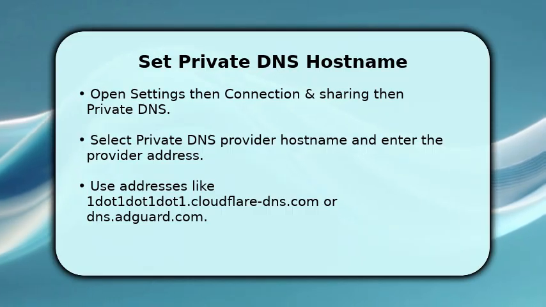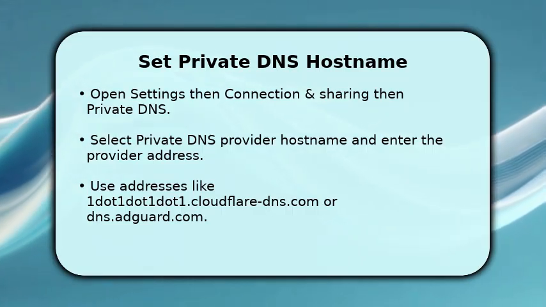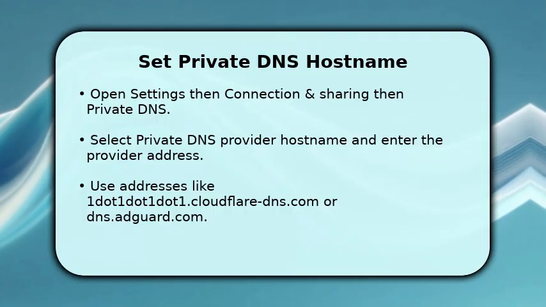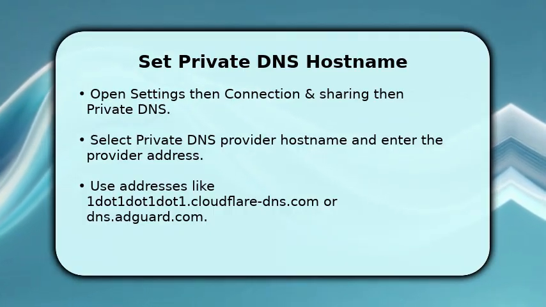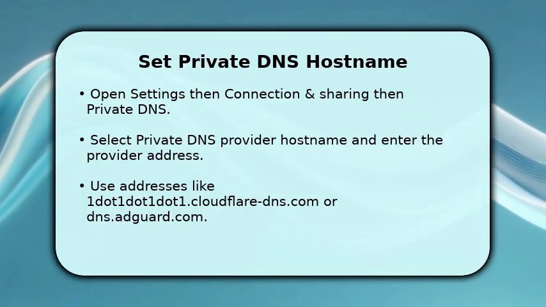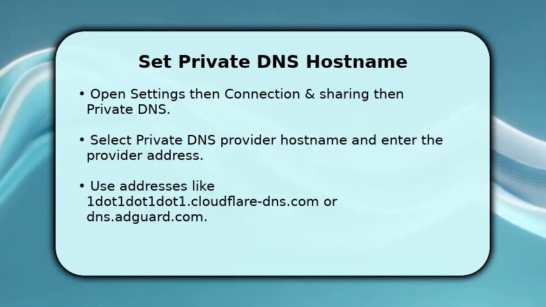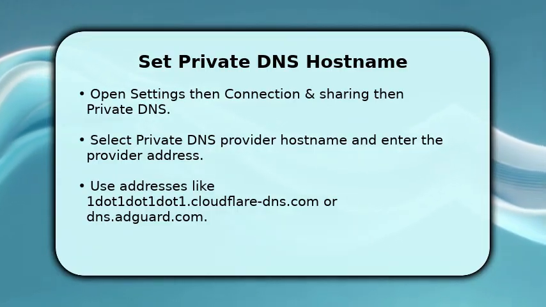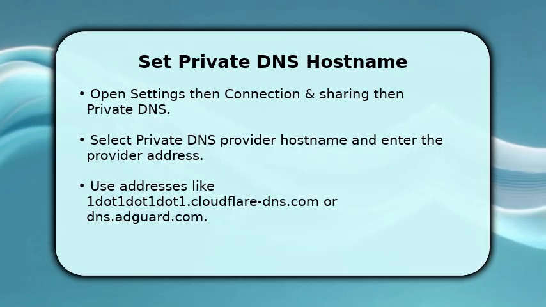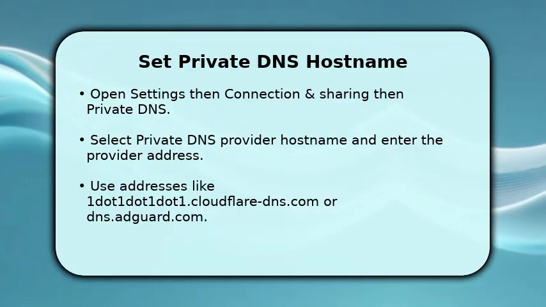Scroll to find Private DNS and tap to open its options. Choose Private DNS provider hostname to enter a custom address. Type a provider address such as 1.1.1.1, Cloudflare DNS, dns.adguard.com, or dns.google exactly. Tap Save or OK to apply the change and wait a few seconds for confirmation.